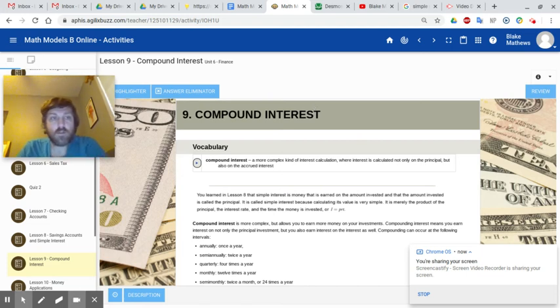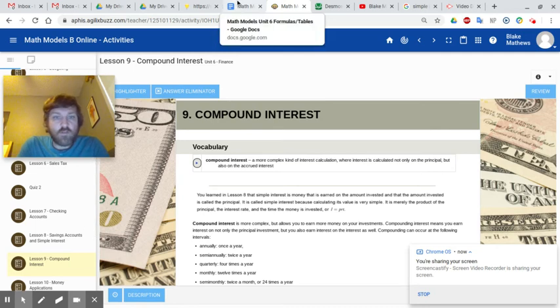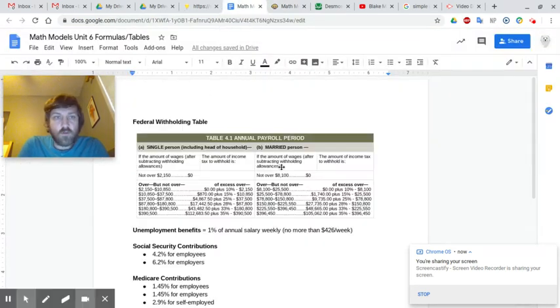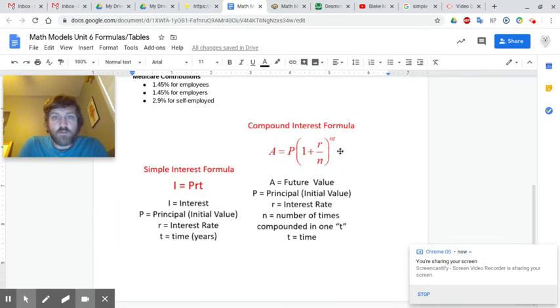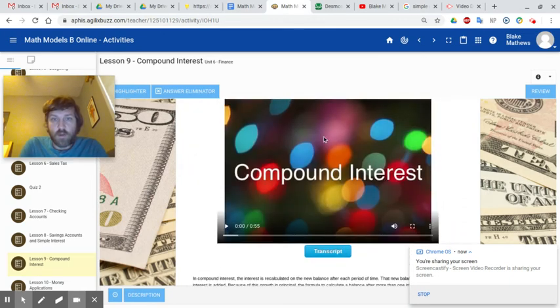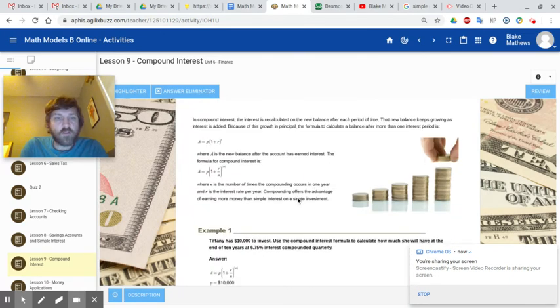All right. This is the Math Models Unit 6, Lesson 9 video on compound interest. There's a formula for compound interest that you can use on the quizzes, tests, and everything. It's on the formula/tables sheet that I'm making. It's right here. It's also in the lesson on the computer down here somewhere, and then they go through a little example in here on what compound interest is.